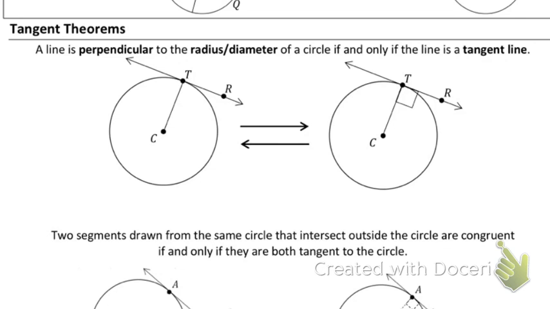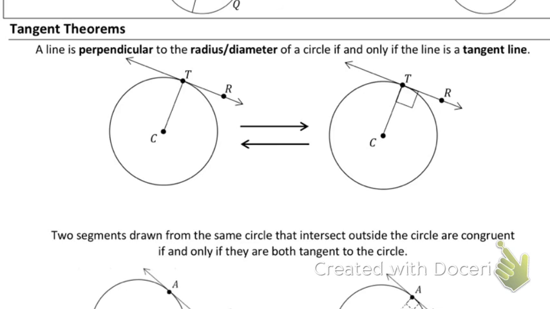All right, tangent theorems. So we had a bunch of theorems yesterday. We're going to talk about 2 with a tangent line. Just a reminder, a tangent line is one that intersects the circle in only one place. Well, this one says a line is perpendicular to the radius or diameter of the circle if and only if the line is a tangent line.